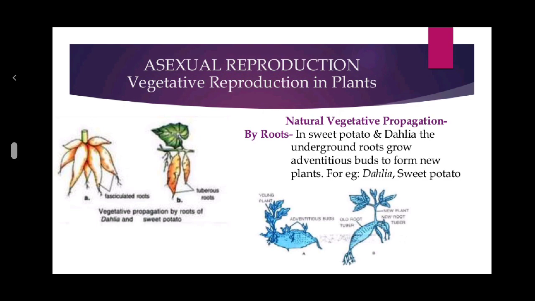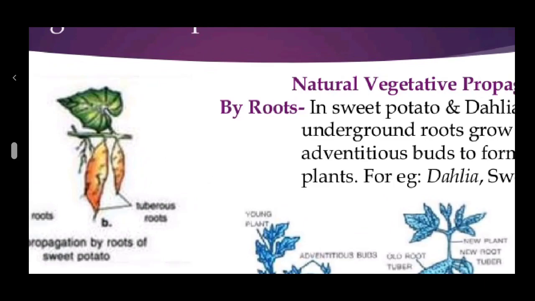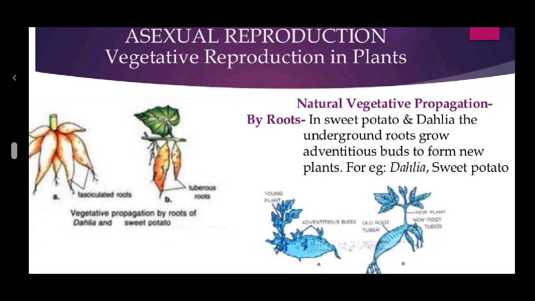There are several natural methods of vegetative propagation, as for example the root. In the case of sweet potato and dahlia, the underground roots grow adventitious buds to form the new plant. For example, dahlia and the sweet potato.